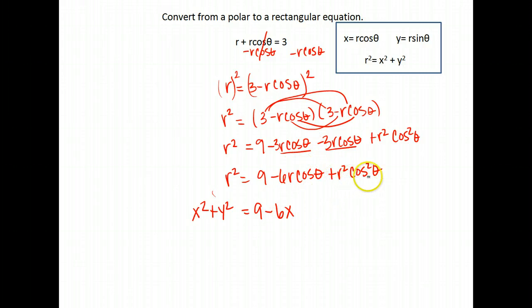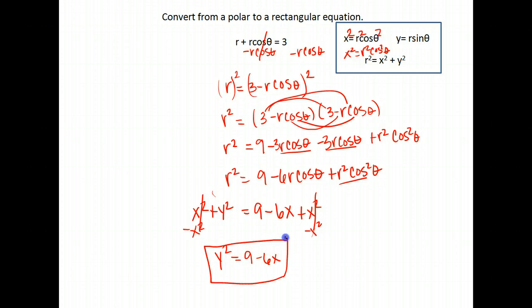And what about this r squared cosine squared? Well, notice I know x squared is r squared cosine squared theta. So this is the same as x squared. Let's do a little simplifying. Notice I have x squared on both sides, so if I subtract x squared, they actually end up canceling in this case, and I'm left with y squared equals 9 minus 6x. And that's probably the way I would just leave it. You might want to put the -6x first, but we have successfully removed all r's and thetas, and we have just x's and y's.